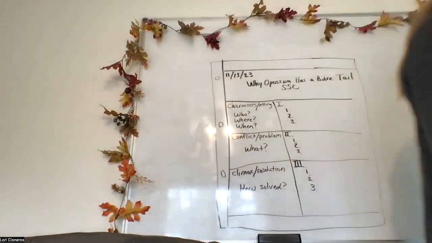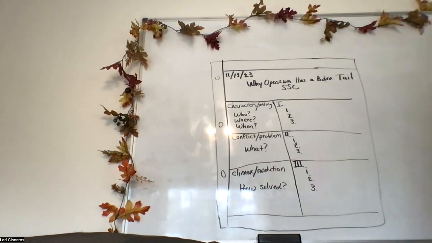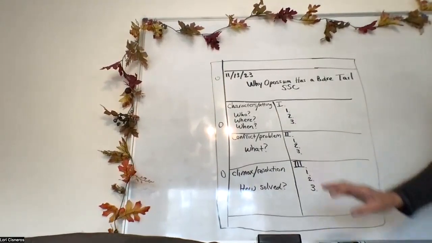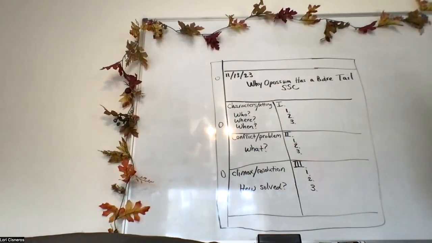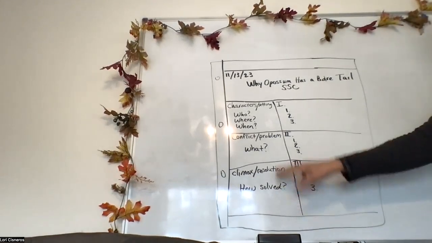So now let's look at the story. Let's read Why Opossum Has a Bare Tail. I'm going to read it this time. You guys just follow along. And then be thinking about these parts of the story. Be thinking about who's in the story, where are they, and what the problem is, and then how it gets solved. So be thinking about these things as we read the story.